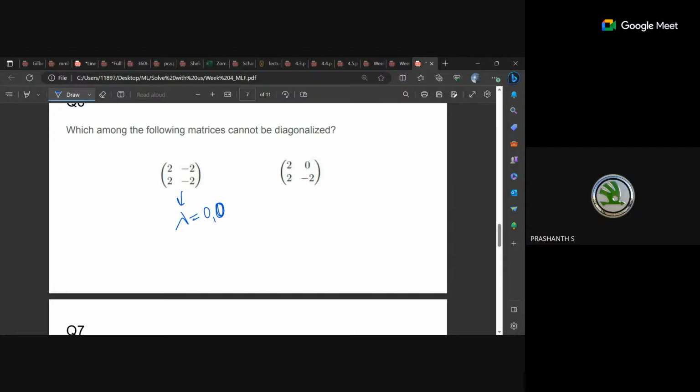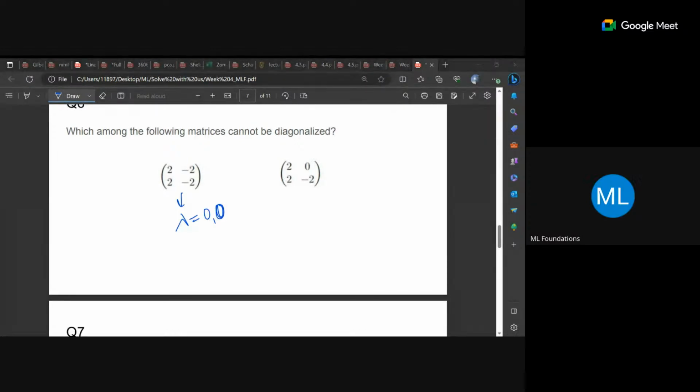The arithmetic multiplicity is more than one, but the eigenvector that you found is just one. Ma'am, here my geometric multiplicity will be 1 and arithmetic multiplicity will be 2. Right? Yeah, two.